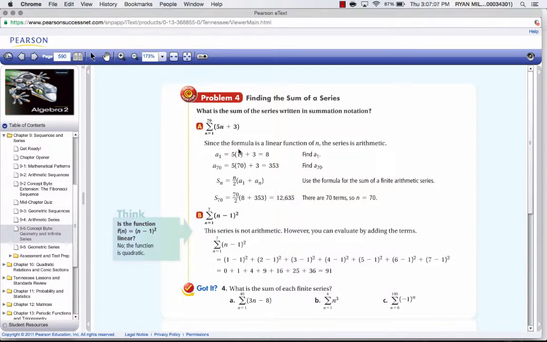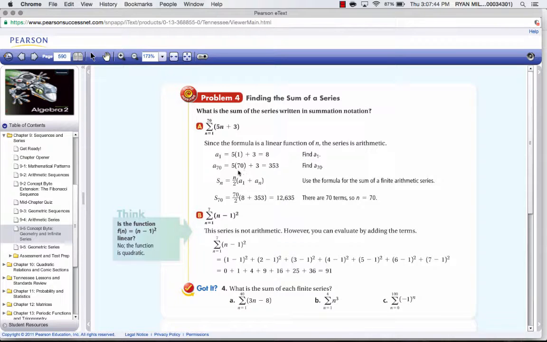All right. Okay, so if you were given it in series notation, how would you find the sum? Let's work through this example. We're given summation n equals 1 to 70 of 5n plus 3. It says here, since the formula is a linear function, the series is arithmetic. Linear means that you have an exponent of 1 right here. If you had an exponent of 2 or 3, you might have geometric or something different. So they suggest to find a sub 1, find the last term, and then use the formula we used before.